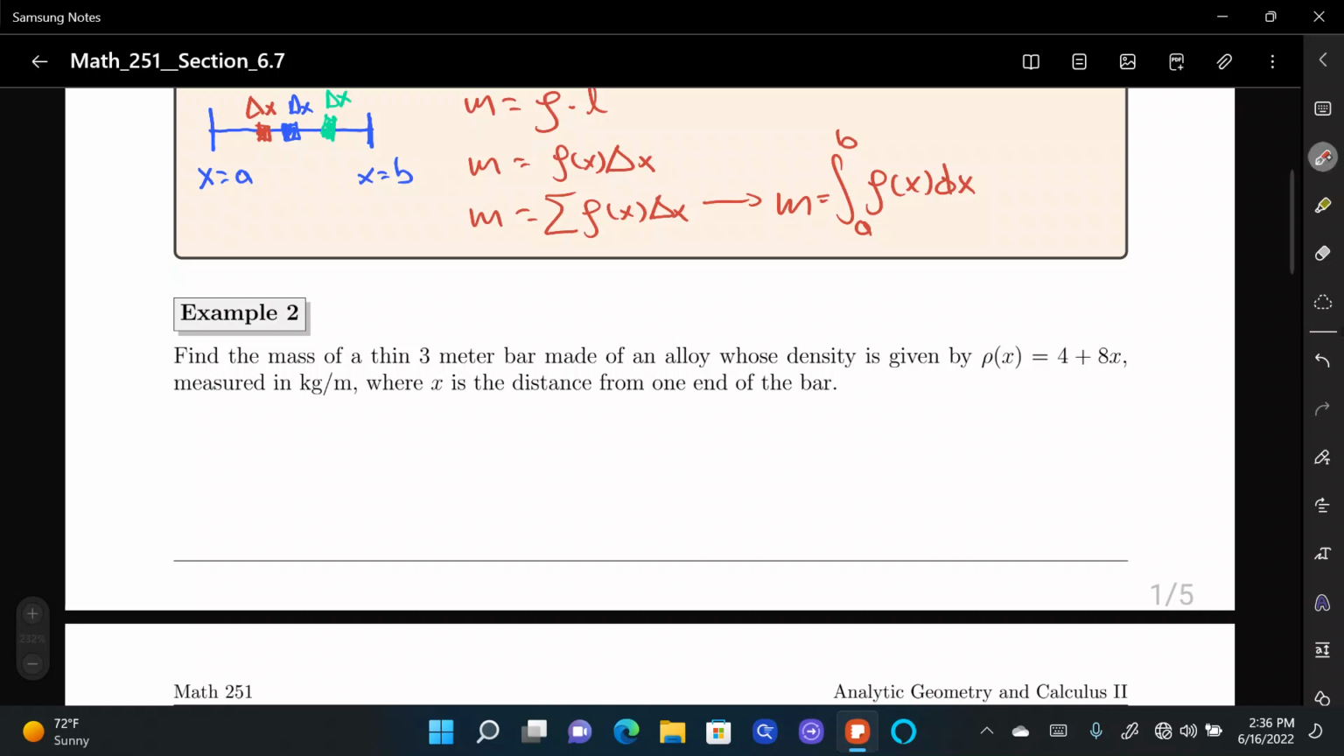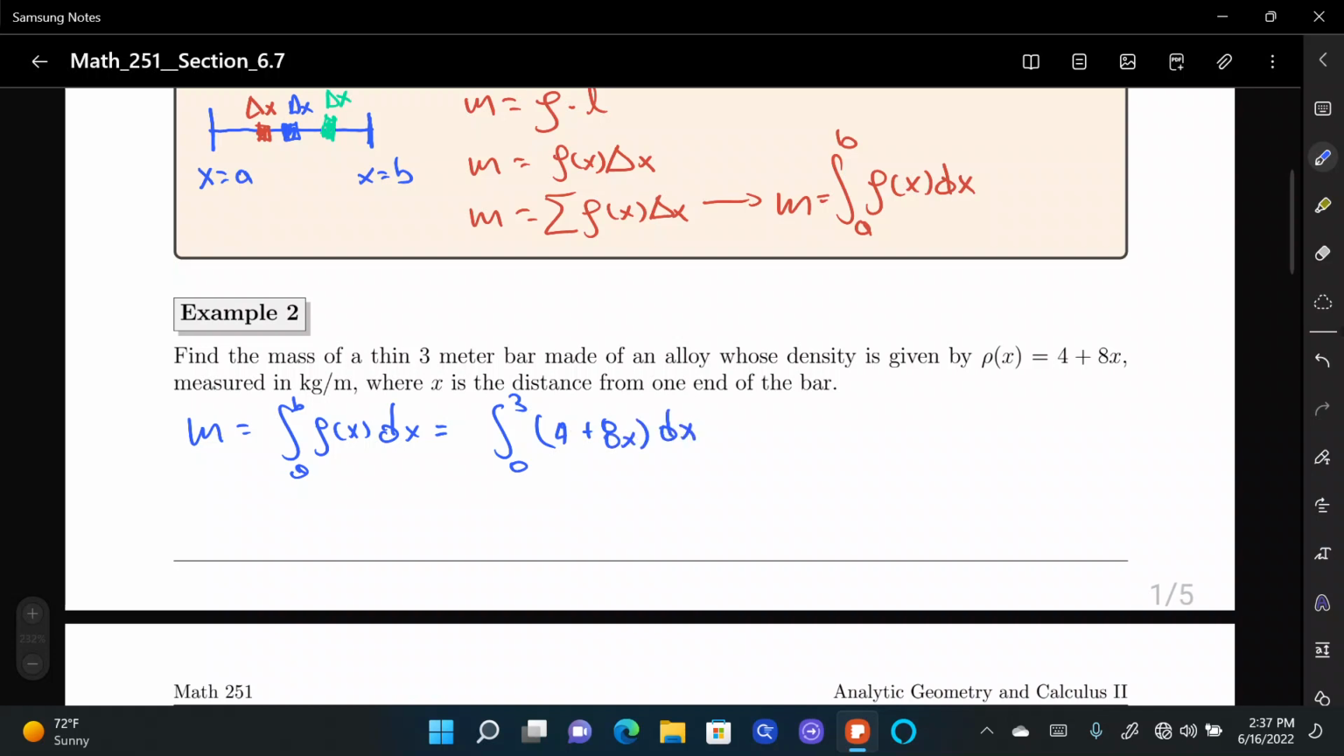In this case, the mass is going to be the integral of the density function from a to b with respect to x. And in this case, it's a 3-meter bar, so if we want to find the mass of the entire bar, we're going to get the integral from 0 to 3 and integrate 4 plus 8x with respect to x.